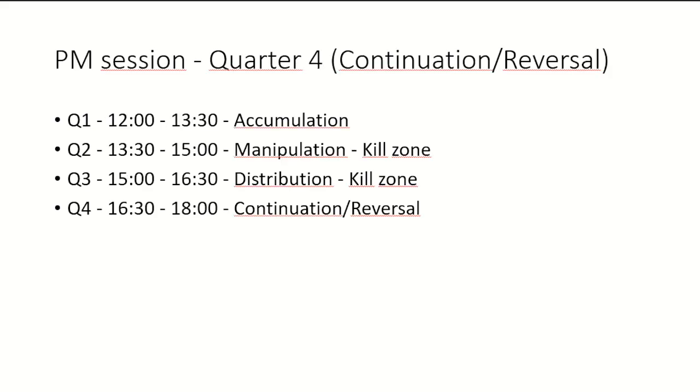PM session, quarter 4, continuation or reversal. Q1 is 12 to 1:30 p.m. Q2 is 1:30 p.m. to 3, which is manipulation. Q3 is 3 to 4:30, distribution. Q4 is 4:30 to 6, continuation or reversal. As you can see, manipulation and distribution are both kill zones all throughout. And you can see Q1 is always accumulation, Q2 is always manipulation, Q3 is always distribution, and Q4 is always continuation or reversal.